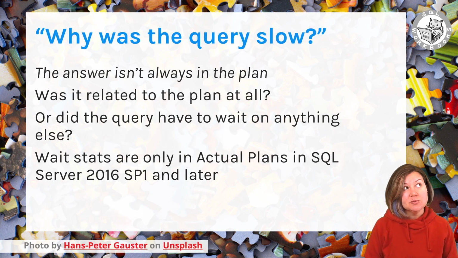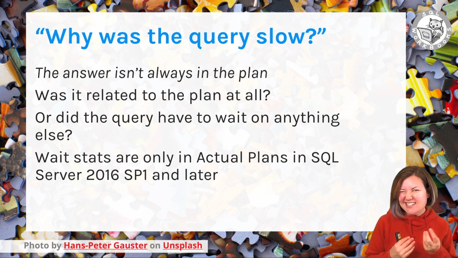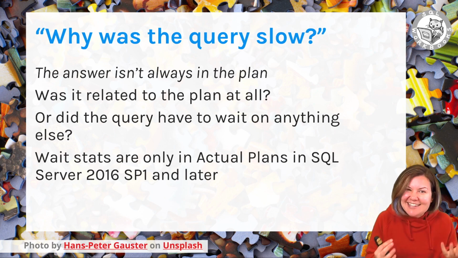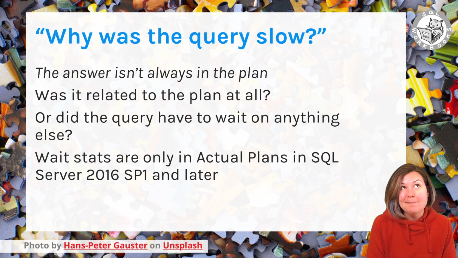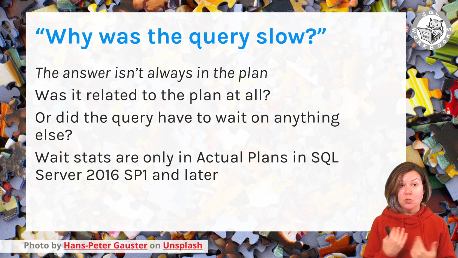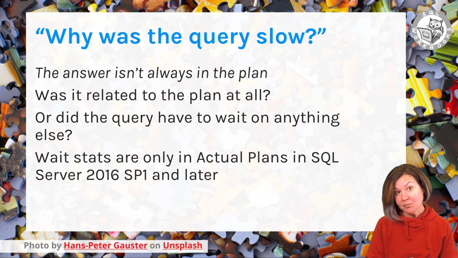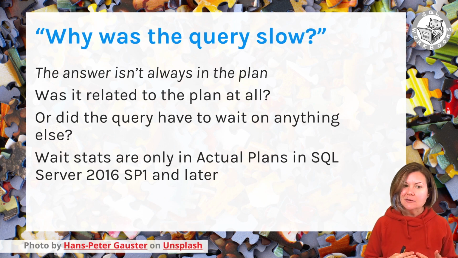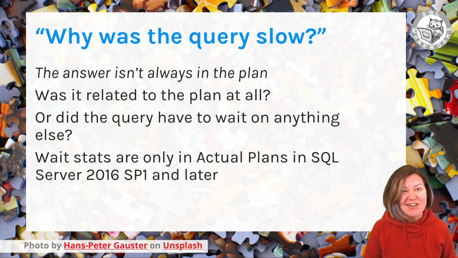So an execution plan is a way that SQL Server guesses, like, given all my options, I think this is the best way to execute this query. And it makes that guess before it ever starts running the query. And sometimes it's using a guess that it compiled earlier, possibly for different parameter values. So when you get to asking the question, why was the query slow? The answer, why was the query slow? It isn't always in the execution plan.